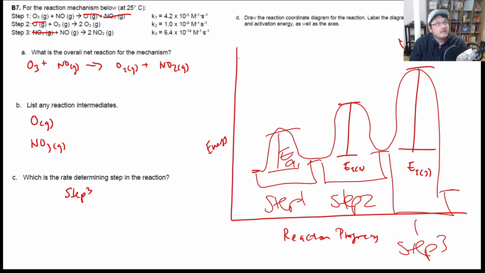But that's how you draw the reaction coordinate diagram. If you just look at the K values and compare them, you can figure out which one is going to be the slowest step and which one is going to be the fastest step.